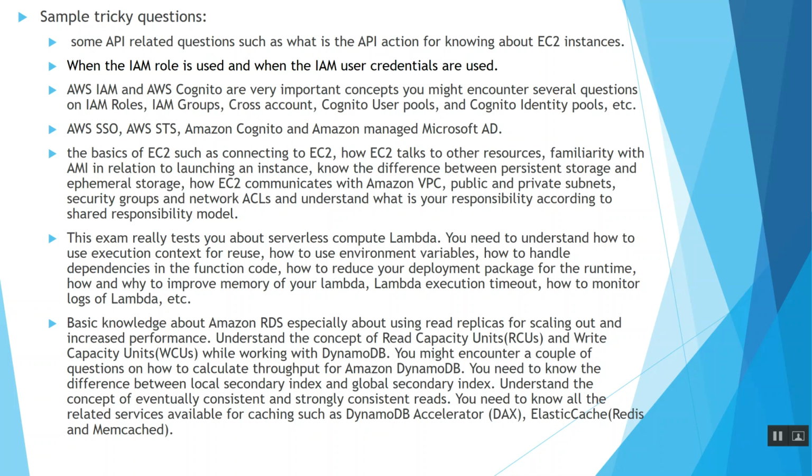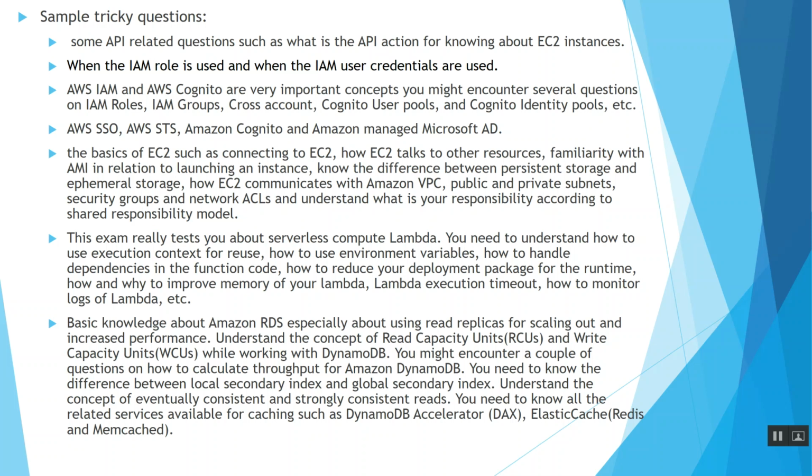You need to understand how to use execution context for reuse, how to use environment variables, how to handle dependencies in the function code, how to reduce your deployment package for the runtime, how and why to improve the memory and execution timeout of your Lambda, how to monitor logs of Lambda, etc. Basic knowledge about Amazon RDS, especially about using read replicas for scaling out and increased performance. Understand the concept of read capacity units and write capacity units while working with DynamoDB. You might encounter a couple of questions on how to calculate throughput for Amazon DynamoDB.